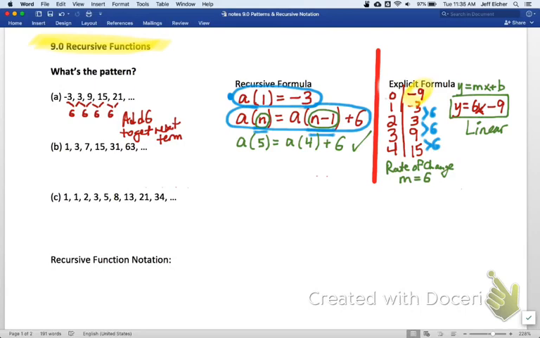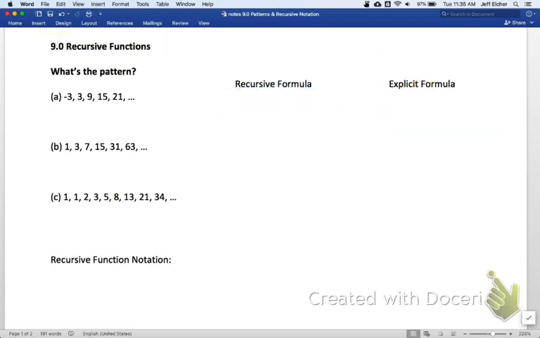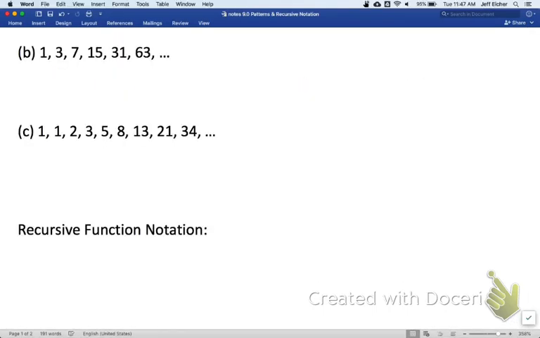Let's look at the next example in B. So in B, let's see how these numbers change. We have 1 to 3, that's a difference of 2. 3 to 7, that's a difference of 4. Notice this isn't a common difference, so it doesn't look like we're going to have a linear function here. But then 7 to 15, that's a difference of 8. 15 to 31 is 16. And 31 to 63 is a difference of 32.